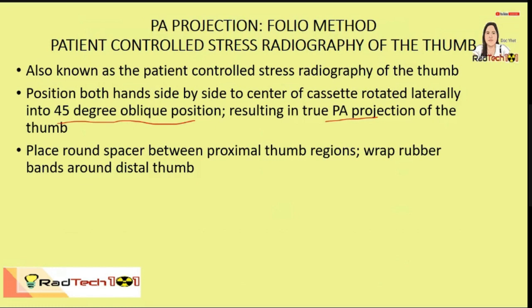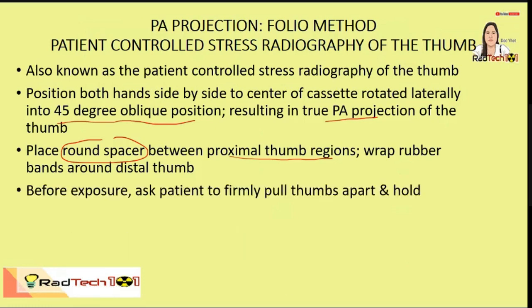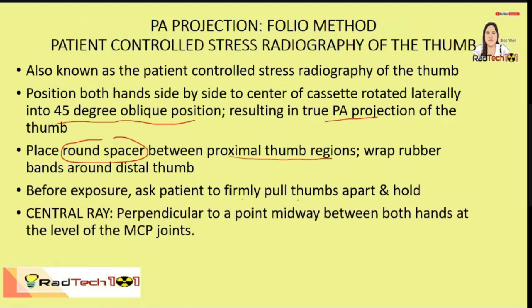So, maglalagay tayo ng object. We call that a round spacer. So, anything basta round between the proximal thumb regions. Then, wrap the rubber bands around the distal thumb. So, yung rubber band, yung magsisilbing stress ng ating thumb. Before exposure, ask the patient to firmly pull the thumbs apart and hold. So, parang magta-tug of war yung dalawang thumbs niya.